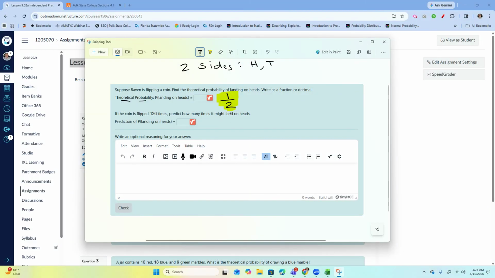Remember, this is the theoretical probability. Now, to make a prediction, you take the theoretical probability, 1/2, and multiply. They ask you how many times, let's say you flip the coin not once but 126 times, how many of those 126 times you're going to get head? Just take the theoretical probability and multiply by the total number of times you do this experiment. When you do this in the calculator, you get 63. And that's how you do problem number two. Let's go to the next one.